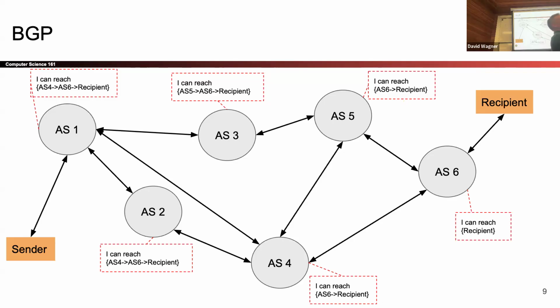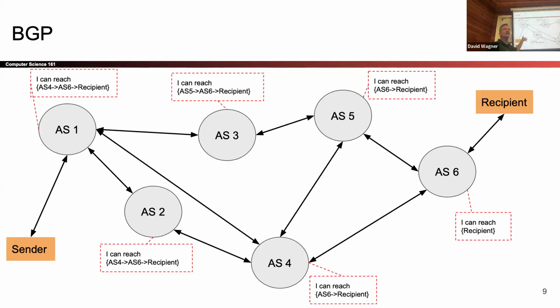And then 4 starts sending out these announcements that it knows a way to get to the recipient, and all the paths get updated. So each router maintains a table of this. Well, not just for this one recipient, but for all possible recipients.